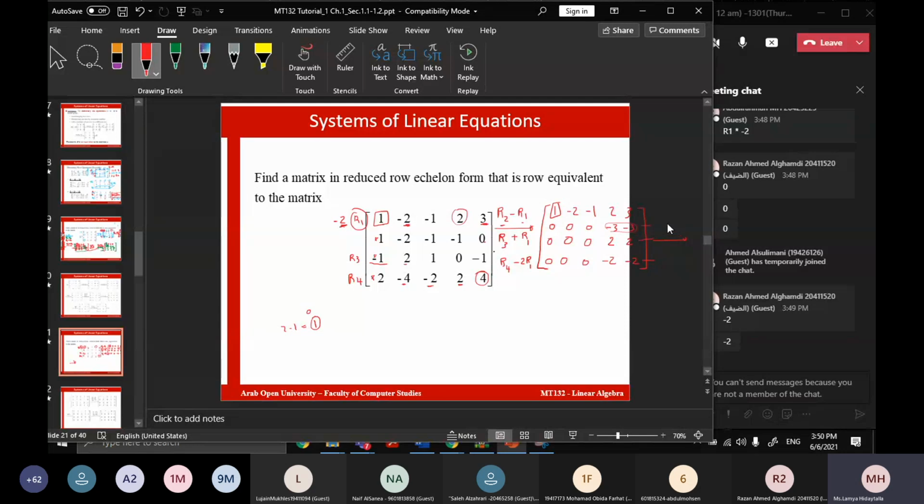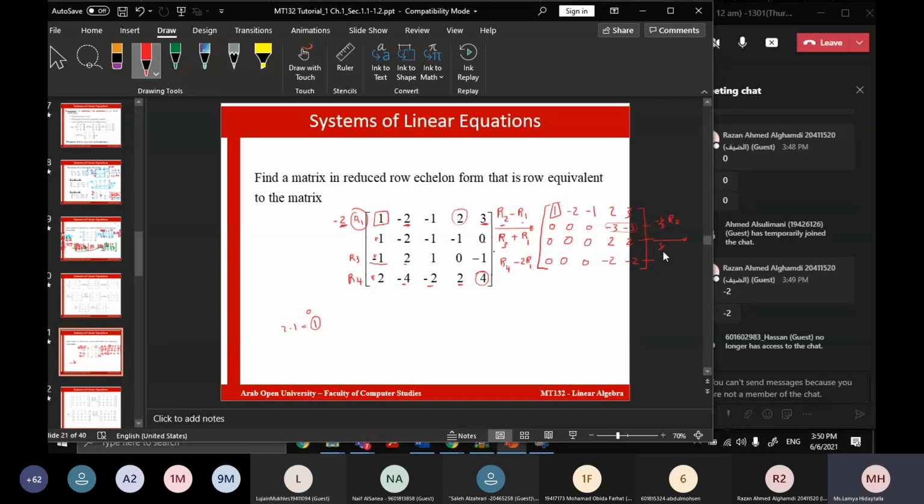I can multiply R2 by minus 1 over 3. So I will have minus 1 over 3 R2. And I have 1 over 2 R3. Also, this one I can multiply by minus 1 over 2. So minus 1 over 2 R4. Okay?